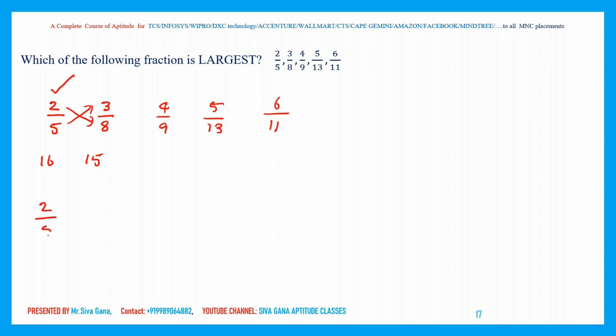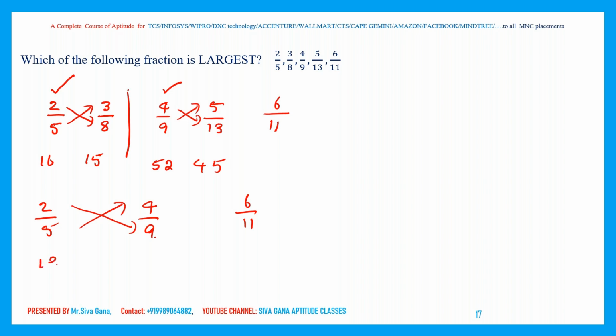Now from this, 2 by 5 we can take from this set. Now 4 13s are 52, 9 5s are 45. 52 is largest, which means 4 by 9 is largest. From this we can take 4 by 9 and 6 by 11. Now perform the similar action between these two.